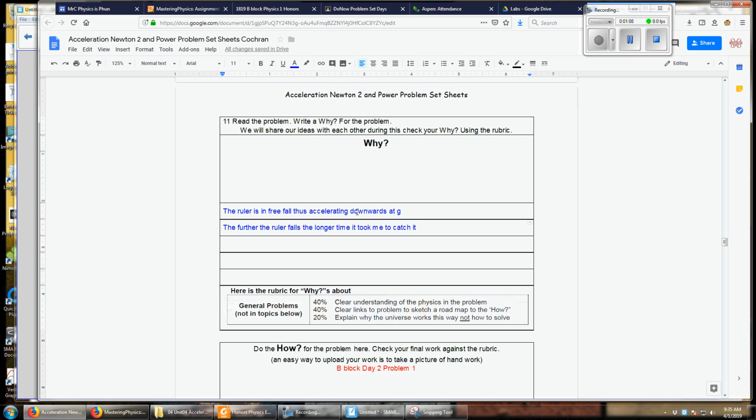Oh, maybe I should mention, what speed does the ruler start at? Who's working on this one with me? Because a lot of you picked it. Okay. What speed did the ruler start at? 0. Yep. That'd probably be good to know this. The ruler started from rest. Alright. I think that's good for a Y.